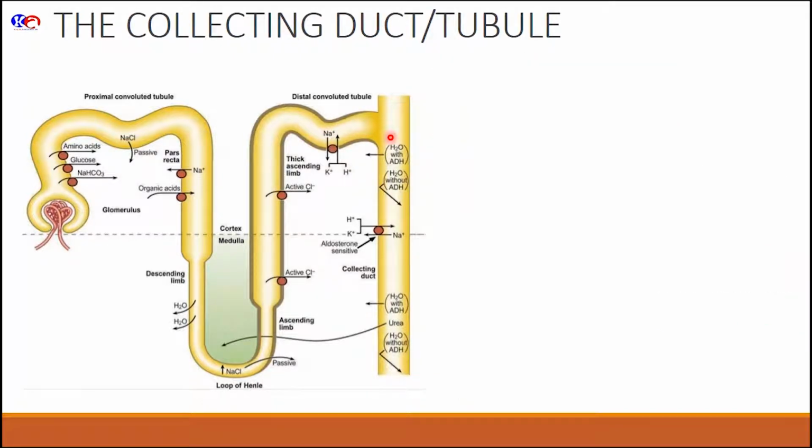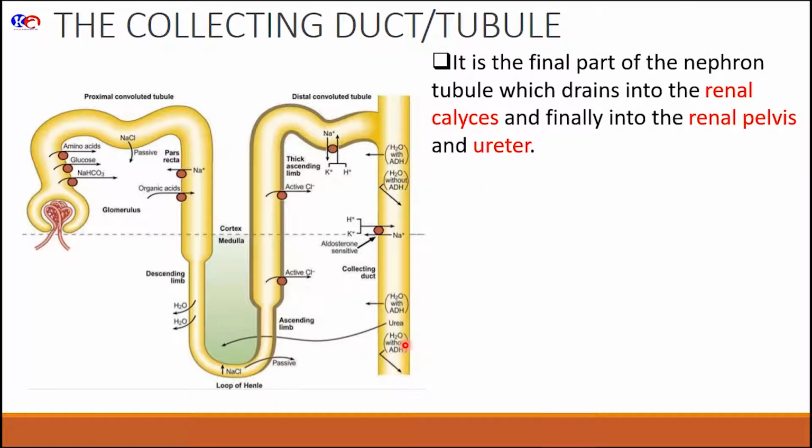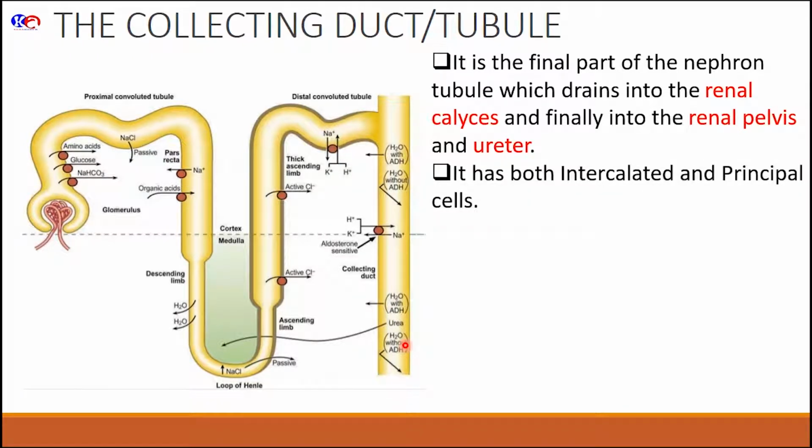Alright. Now, the last part of the tubule is the collecting duct or the collecting tubule. This is your collecting tubule. It is the final part of the nephron, which drains into the renal calyces and finally into the renal pelvis, then the ureter, then the bladder, then the urethra, then outside. It has both the intercalated and the principal cells, just like the late distal convoluted tubule.